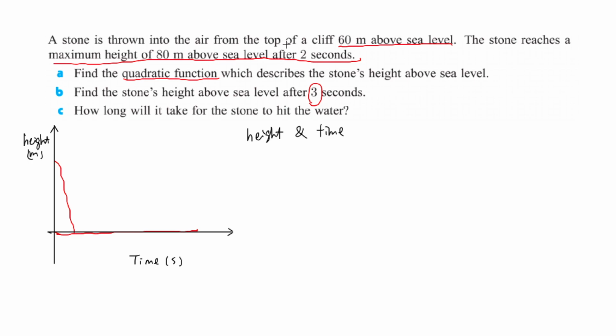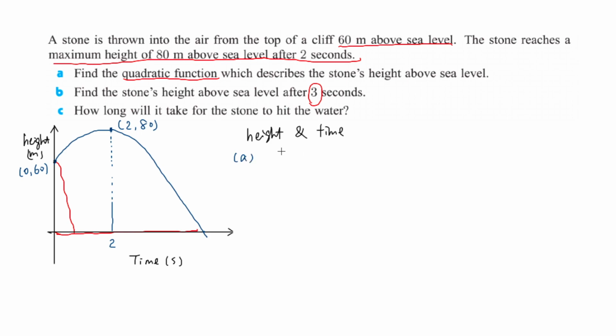And for the initial condition, they said the stone is from the top of the cliff 60 meters. So here this point with the coordinates (0, 60). And then it reaches the maximum height. So we will draw the path of the motion of the stone like the parabola. At the maximum height 80, so this is the vertex of the parabola with the coordinate (2, 80). The height above sea level is 80. Now we can solve the question A.